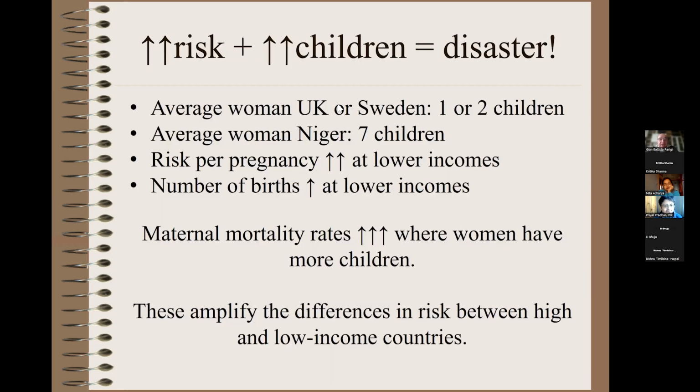We also have to think that the highest risk happens in countries in which there are a lot of children. For example, in the UK or Sweden, the average woman has 1 or 2 children. In Niger, 7 children. The risk per pregnancy is higher in these countries. The number of births is higher in lower income countries, and therefore maternal mortality increases a lot exactly in these countries in which there are more children.